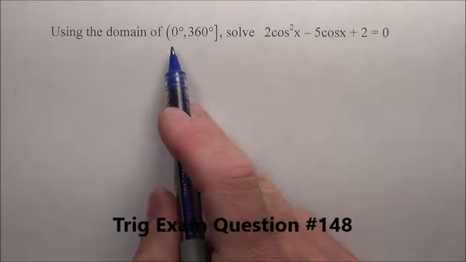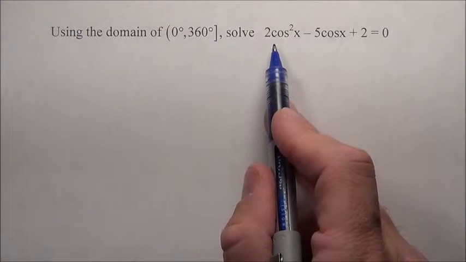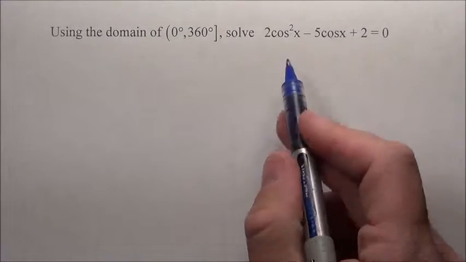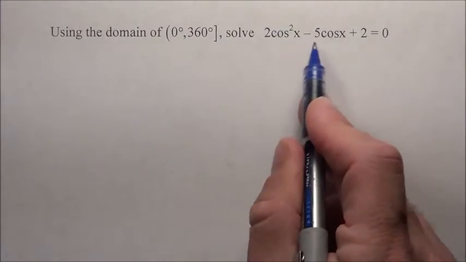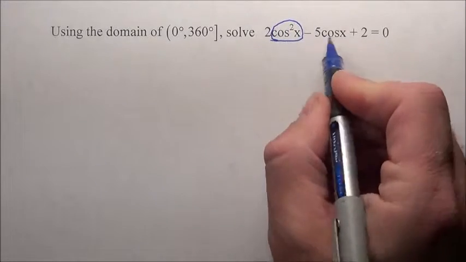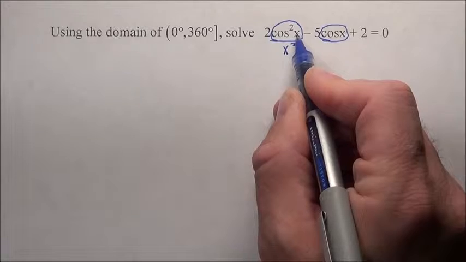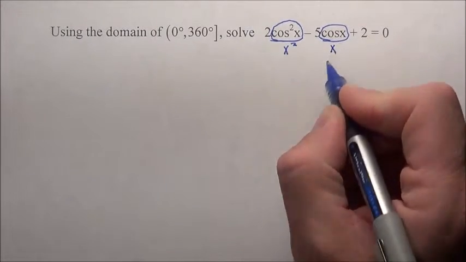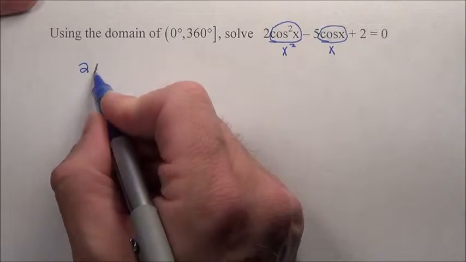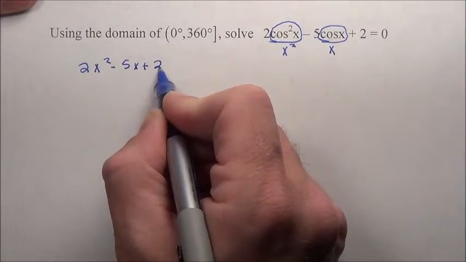Okay, using the domain of 0 degrees to 360, including 360 but not 0, solve 2 times the cosine squared of x minus 5 cosine of x plus 2 equals 0. You just have to look at this, and y'all get confused, but you don't need to. Let's imagine for right now, we're just going to treat this like an algebra 1 thing, as an x squared, because it is cosine times a cosine, and this just is an x. So if we were solving the equation 2 times x squared minus 5x plus 2 equals 0.